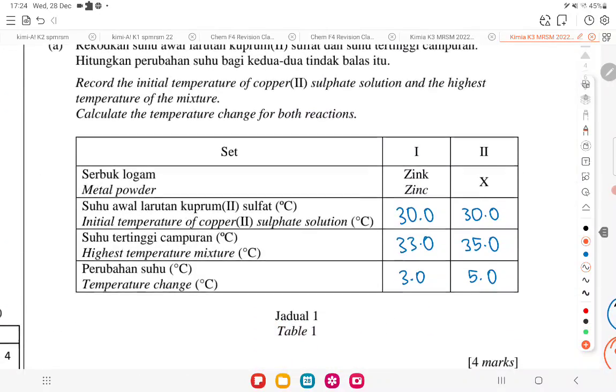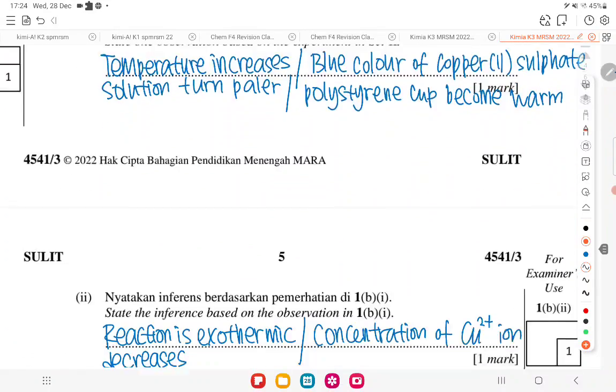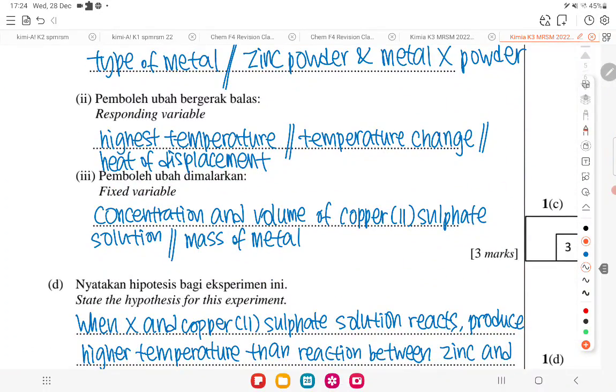So anything can affect the result, you need to fix it. They are fixed variables, or we call them constant variables. So we need to fix the mass of metal. Do we need to write mass of metal powder again? The word powder is optional. You write the word powder is okay, you don't write the word powder, you just write mass of metal is completely fine.